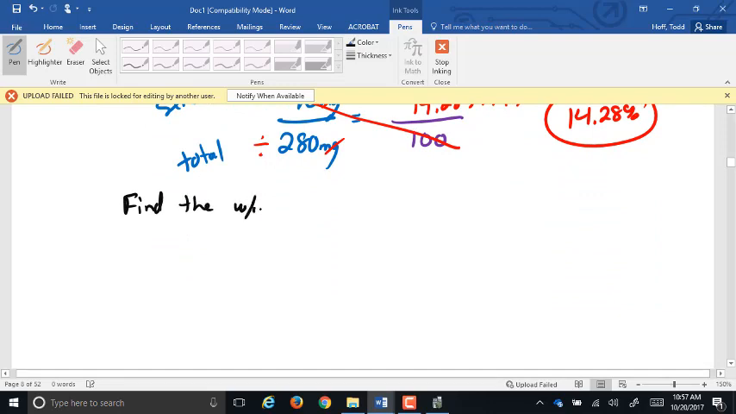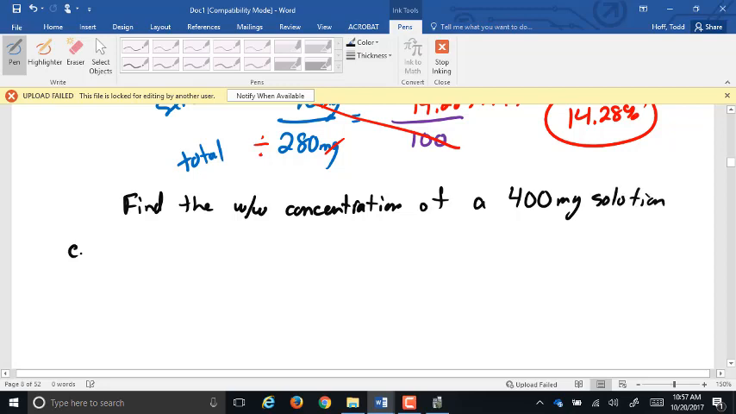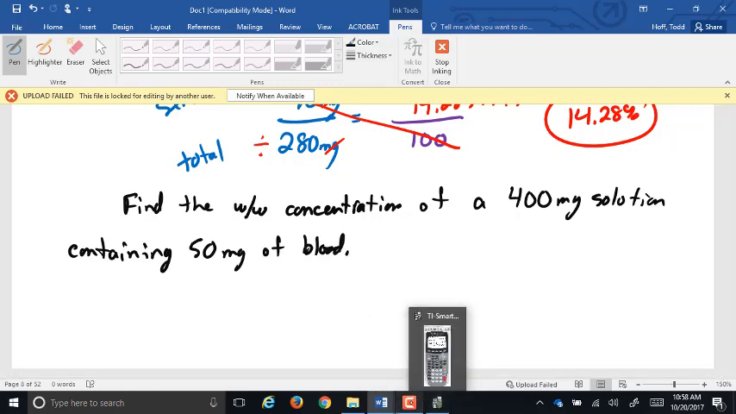Find the weight and weight concentration of a 400 milligram solution containing 50 milligrams of blood. I'm going to give you a second to do that one on your own quick.